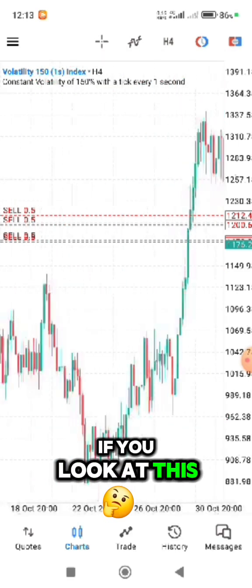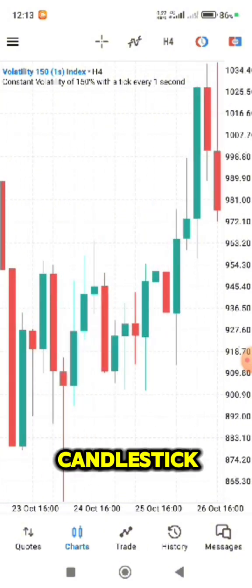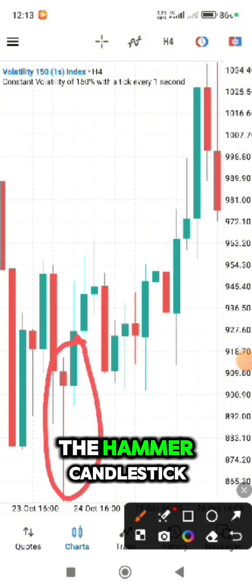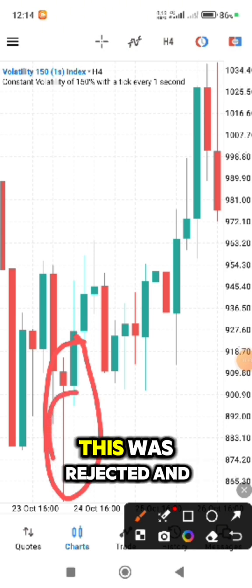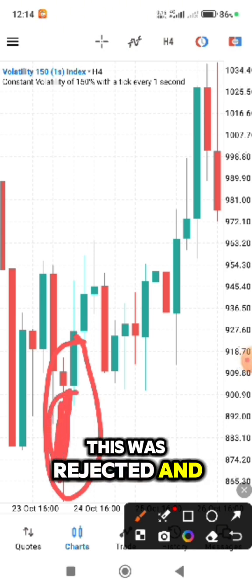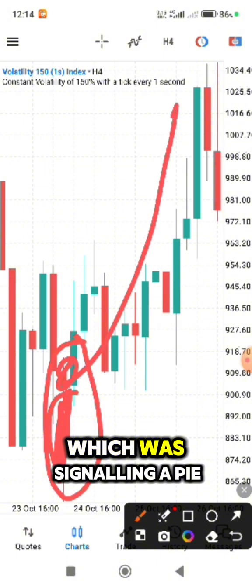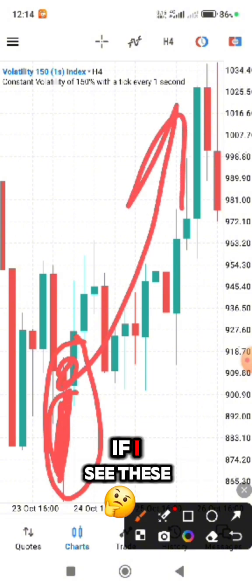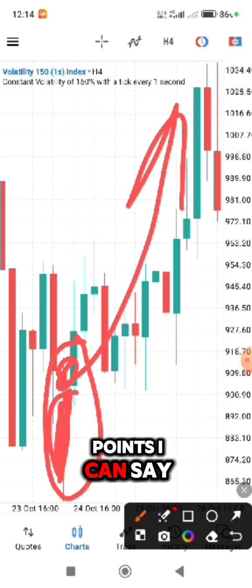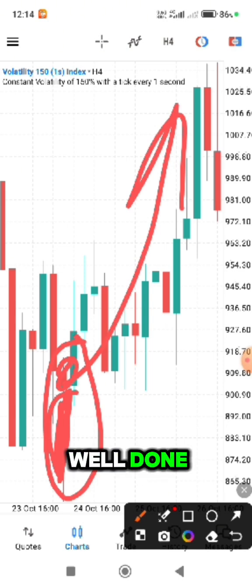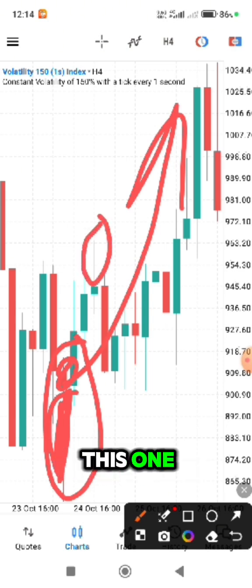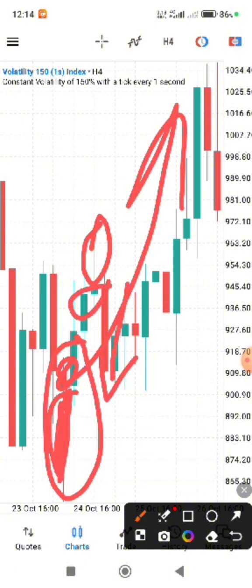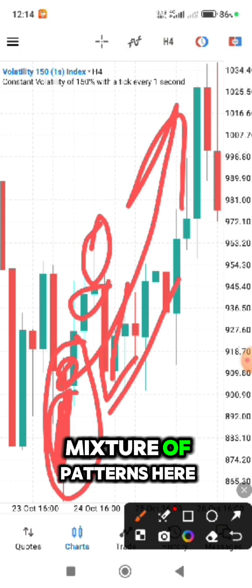If you look at this, you can see this candlestick, the hammer candlestick. This was rejected and the board was at the top, which was signaling a buy. So if I see these points, I can say, well done. And if you look at this one, the board was at the bottom and it sold. Then there was a mixture of patterns here.